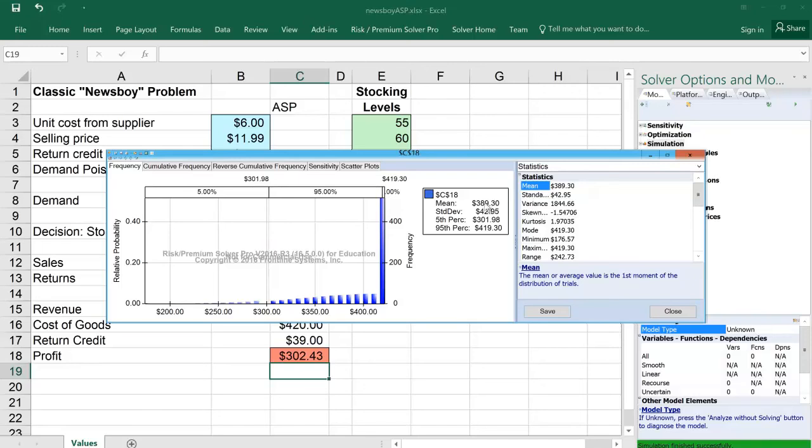I can see what the actual mean profit is. I can see what the standard deviation is. And I can explore this output to better understand the uncertainty or the risk in this business.